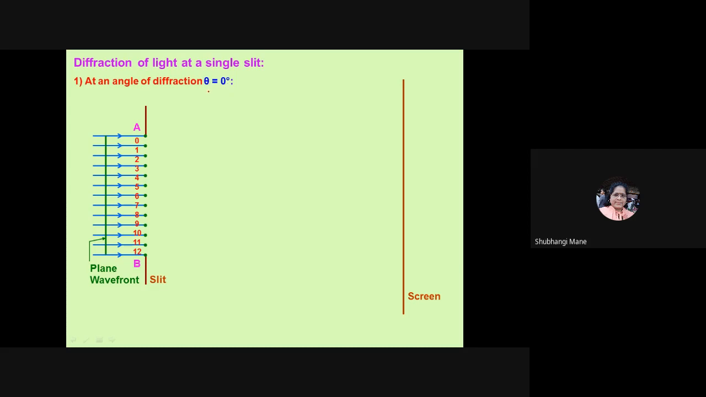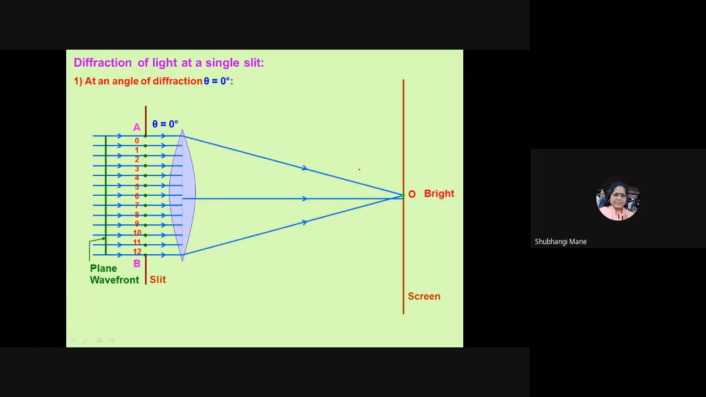That means the rays which are not bent, the waves which are not bent, their angle of diffraction is theta equals 0. They travel straight ahead. They are simply traveling and going to focus to produce the central maximum of intensity. Okay, here theta equals 0 produces a bright region. So this is the Fraunhofer's diffraction.